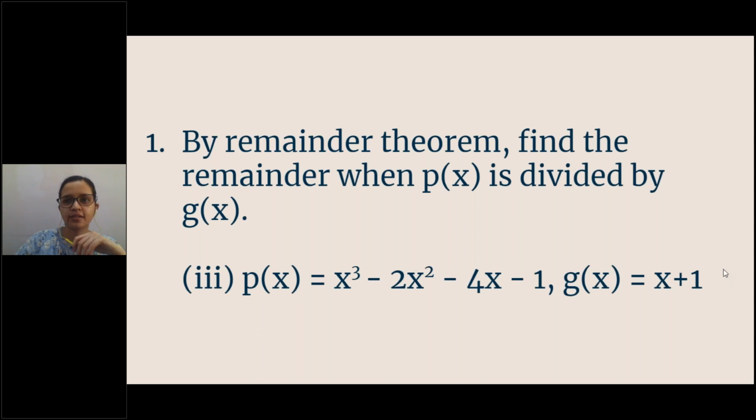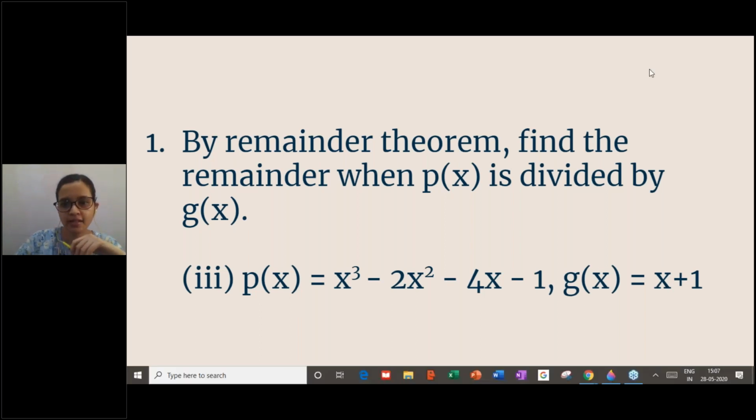Okay, now try this question. This is simple. This has no fraction. I want all of you to give me the answer. X cube minus 2x square minus 4x minus 1 and g of x is x plus 1. Aditya, if you've not copied the solution, it's okay. I'll be sharing the PPT. Make a note of it later. Solve this. I want answers from everybody.